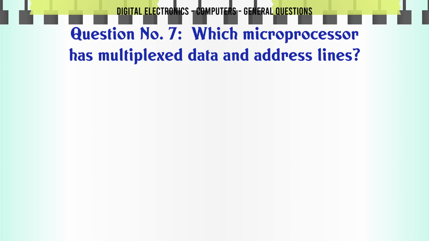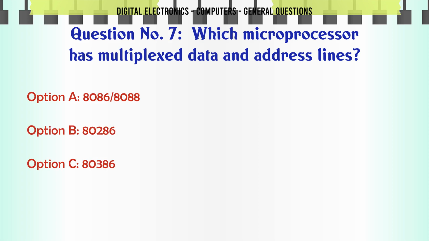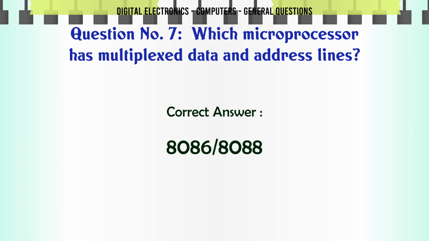Which microprocessor has multiplexed data and address lines? A. 8086, 8088. B. 80286. C. 80386. D. Pentium. The correct answer is 8086, 8088.